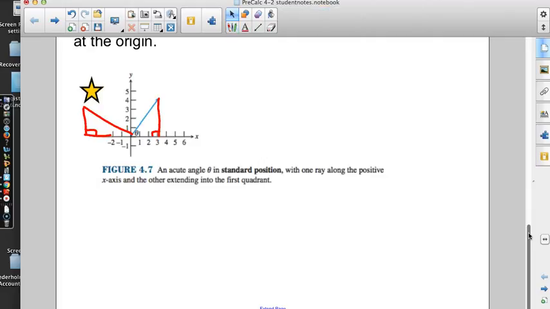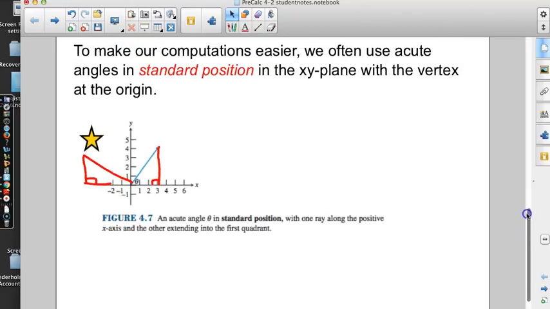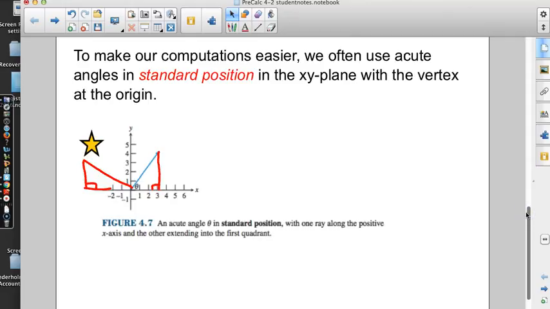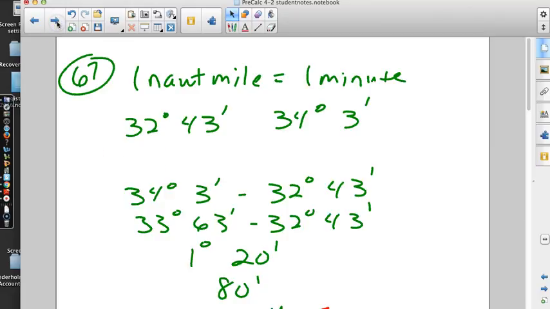An acute angle theta in standard position has one ray along the positive x-axis and the other extending into the first quadrant. We would love it if everything were in the first quadrant. That's not reality. But in the first quadrant, everything's positive, so we don't have to do too much thinking about signs when we're in there.